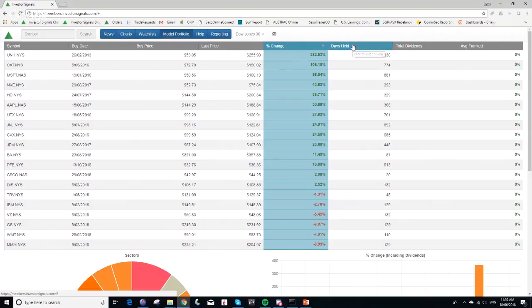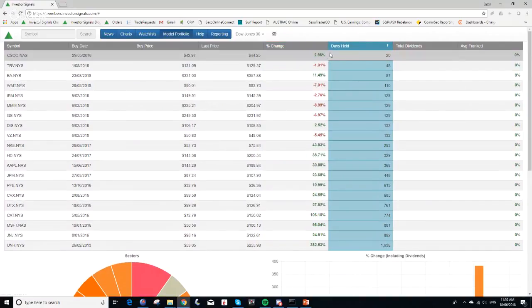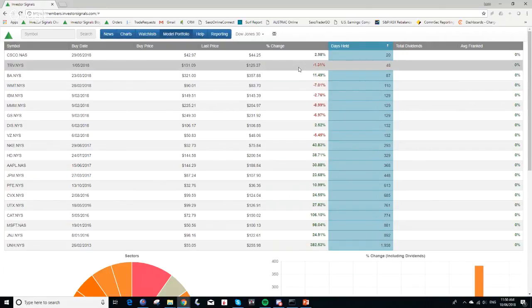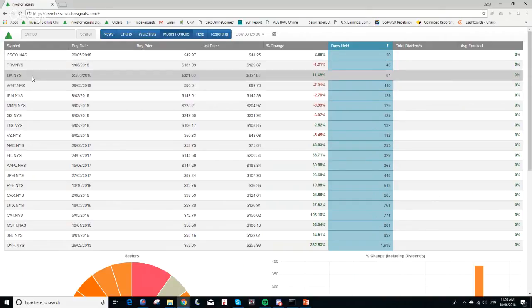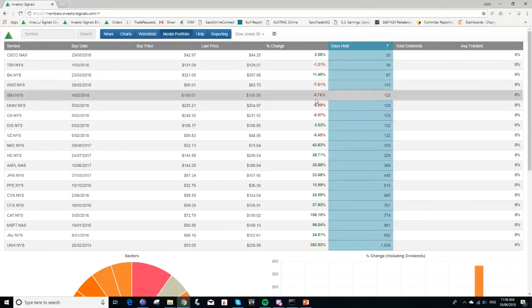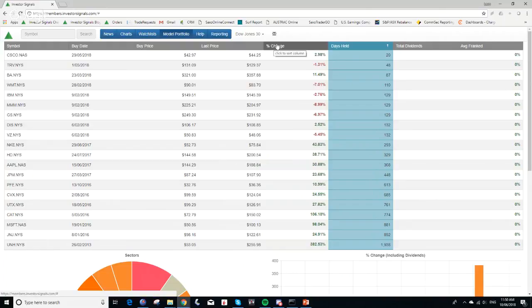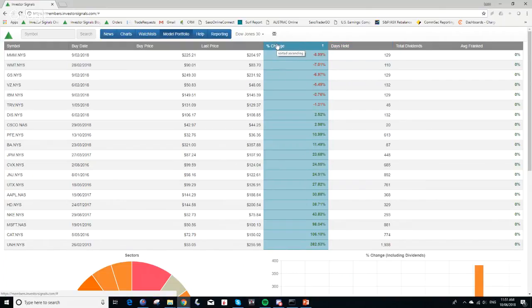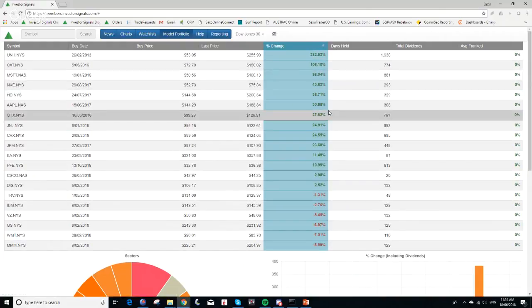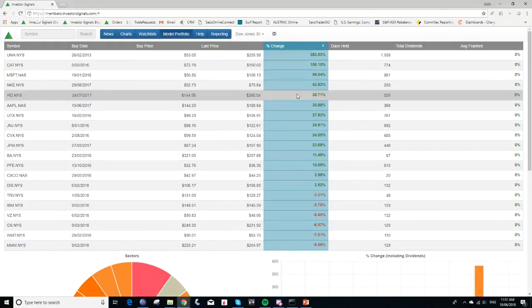If we look at it from a days held point of view, the recent additions at the moment, Cisco was added only 20 days ago. It's up 2.98%. Travelers Insurance down 1.3%. I think Boeing there up 11%. So you can see the recent additions delivering sort of mixed results, but nothing too troubling there. But certainly over the longer term, some of these stocks within the Dow model portfolio have done very well.